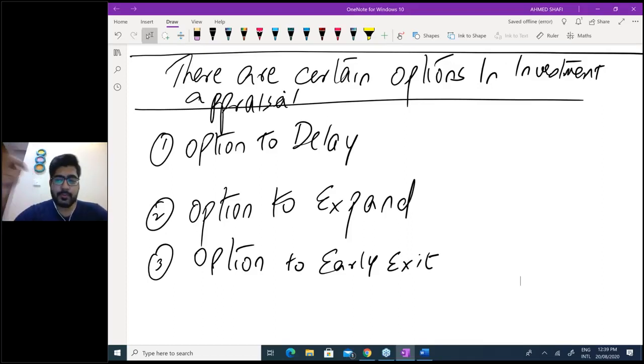Let's suppose a ticket is for $800, you can buy it, but the airline gives you an option that you can hold this ticket for 96 hours. Hold this ticket for a week.